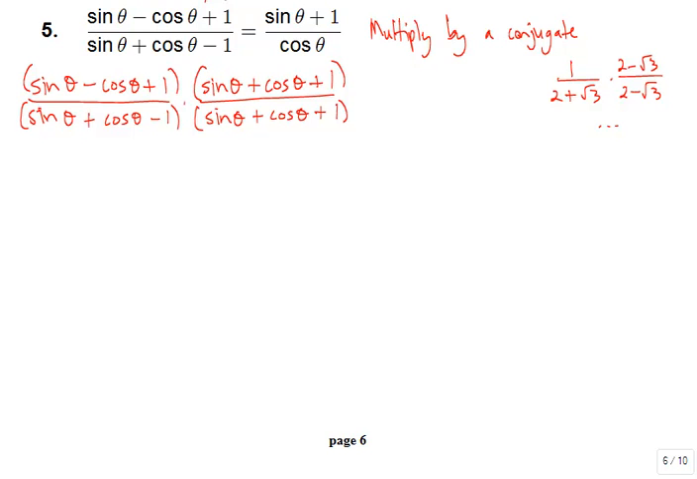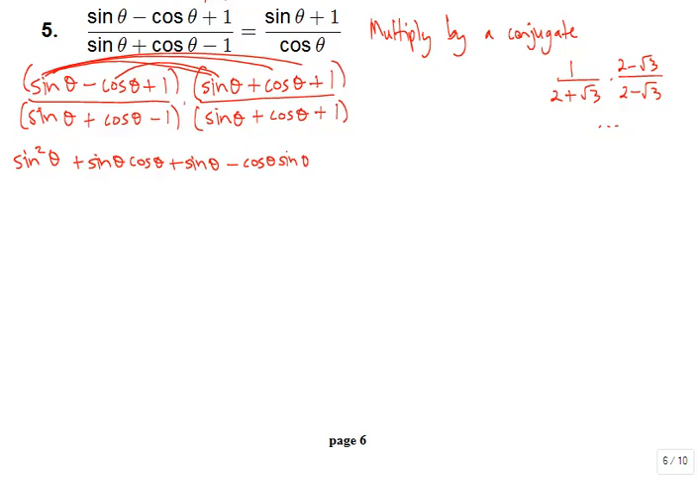And I'm going to warn you here that this is going to get messy fast because we're taking 3 terms times 3 terms, and you do need to FOIL all of that out. So we're going to do a sine times a sine, which is sine squared, a sine times a positive cosine, and a sine times a 1. Then we're going to take a minus cosine times sine, minus cosine times plus cosine would be a minus cosine squared, and a minus cosine times 1. And then finally 1 times each of these.